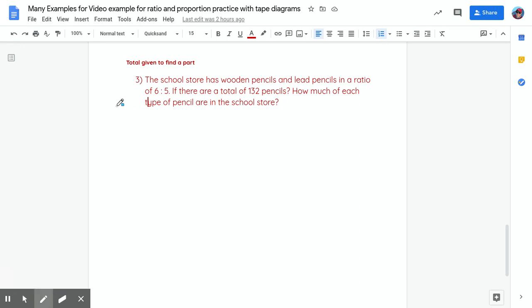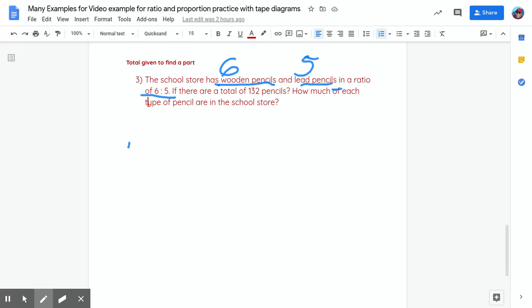The school store has wooden pencils and lead pencils in a ratio of 6:5. Wooden, lead. 6:5. That's a nice blue. So let's start with that. If there are a total of 132, how much of each type?